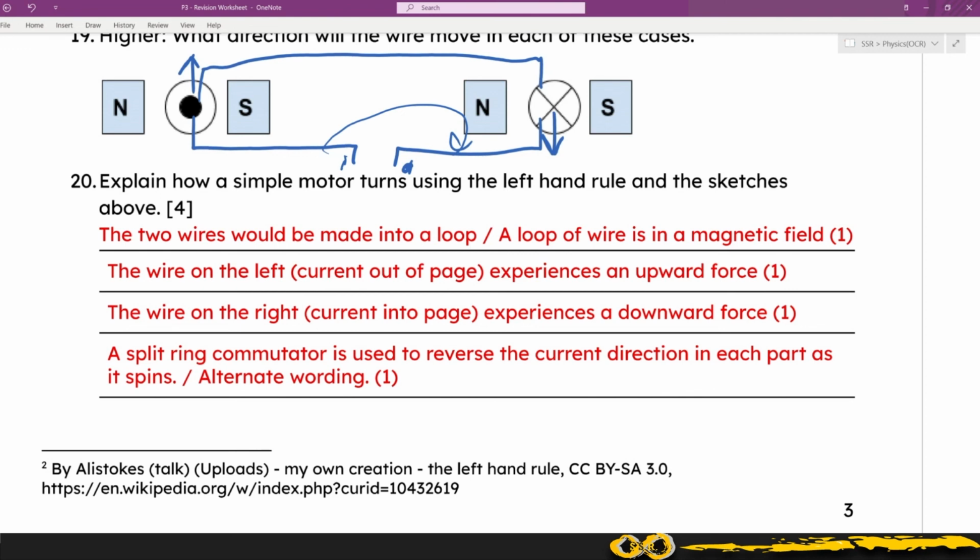You can also mention that adding more wires or more current would increase the strength of your electric motor that you've made. That covers all of the questions in this worksheet.